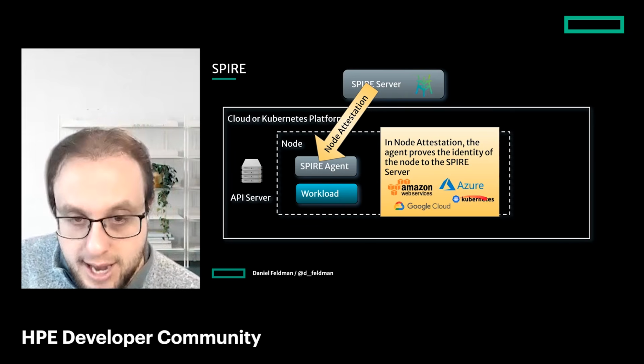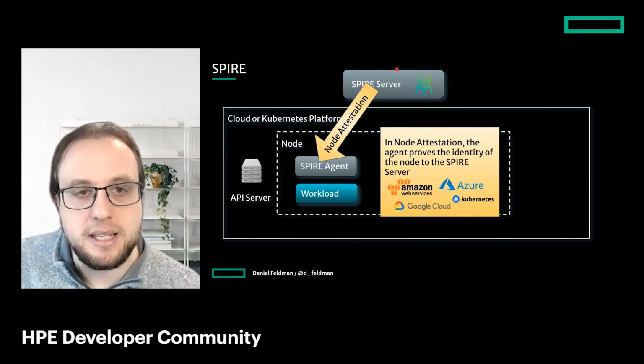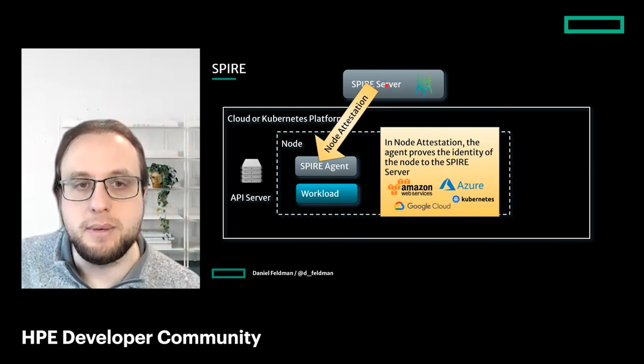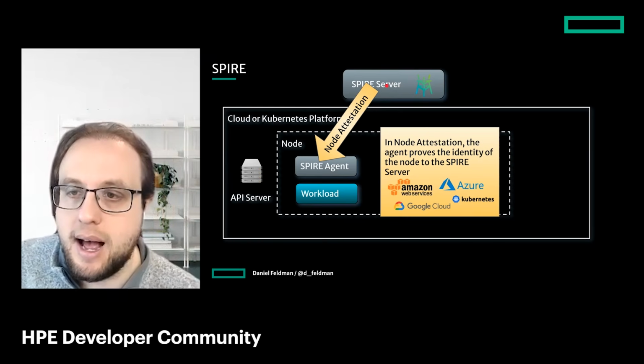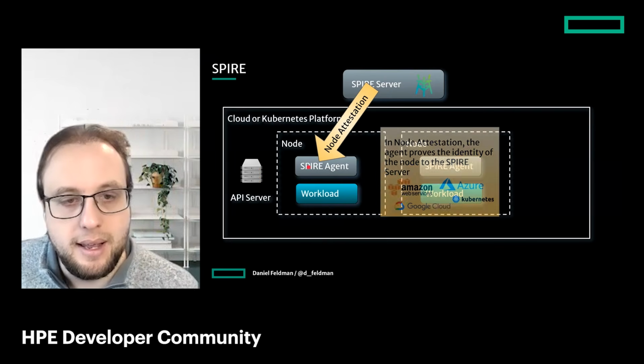If it's running in Kubernetes, it's getting it from the service account token, and it's providing that to the Spire server, and the Spire server is performing some kind of verification process that proves that the Spire agent is who it says it is.